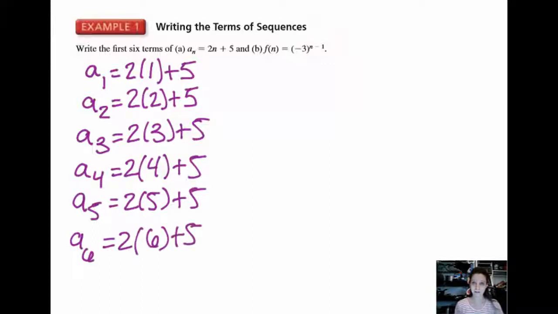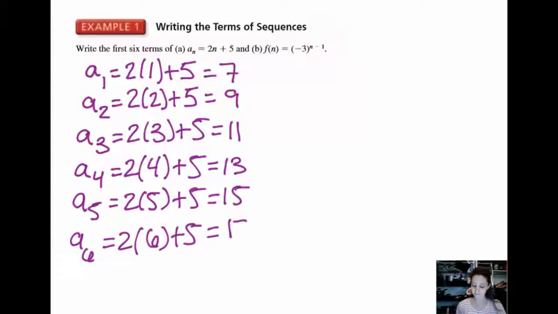Now let me simplify these. 2 times 1 plus 5 is 7, 9, 11, 13, 15, 17. So I could write out this sequence as 7, 9, 11, 13, 15, 17. And those are the first 6 terms. 1, 2, 3, 4, 5, 6. Okay. I don't need that last comma.